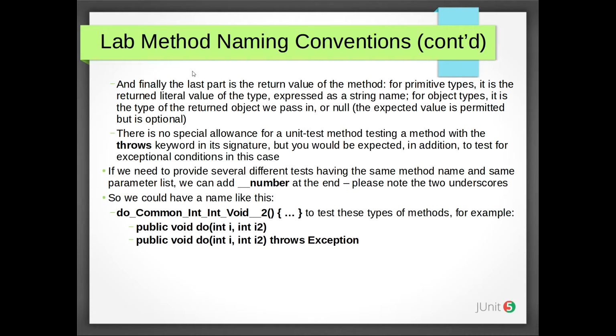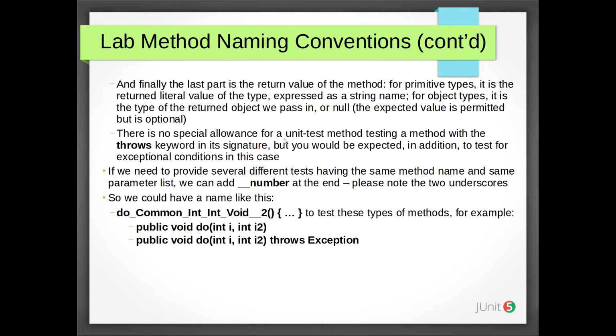For primitive types, it is the returned literal value of the type, expressed as a string name, or it can be not a literal value, but it can be the int or float, etc. For object types, it is the type of the returned object, or null. The expected value is permitted but is optional. So of course you're lost at this point, but there will be examples later for you to catch up.